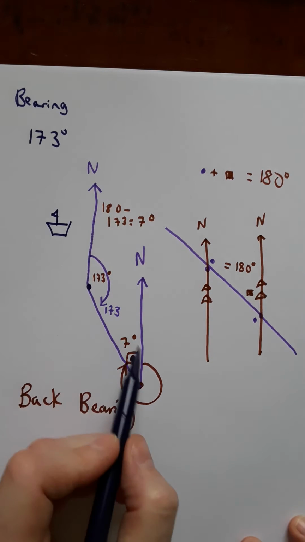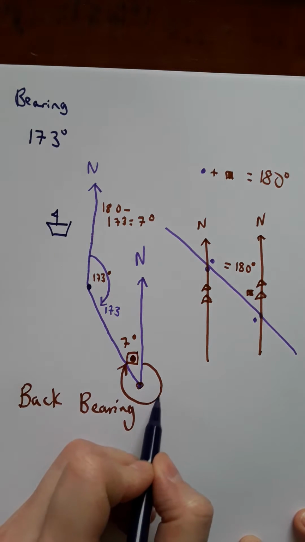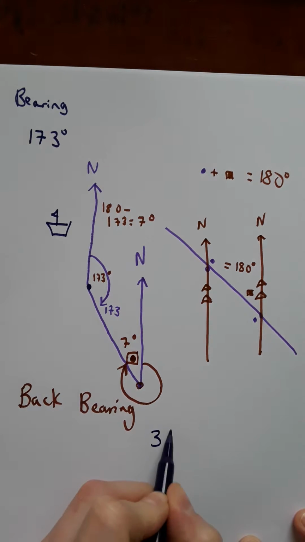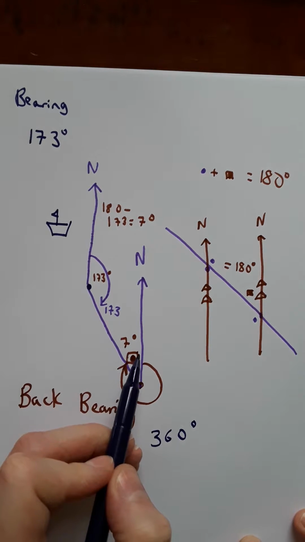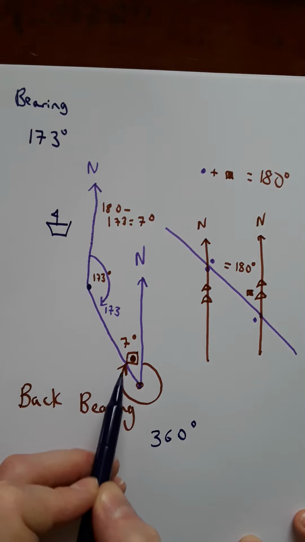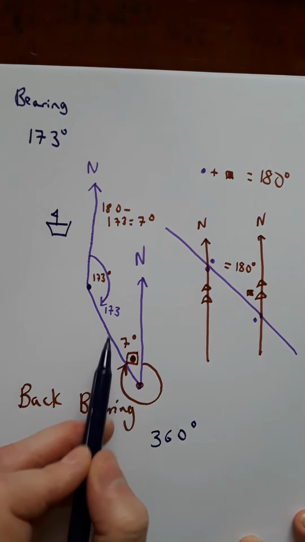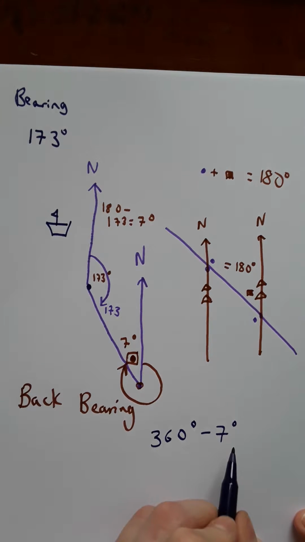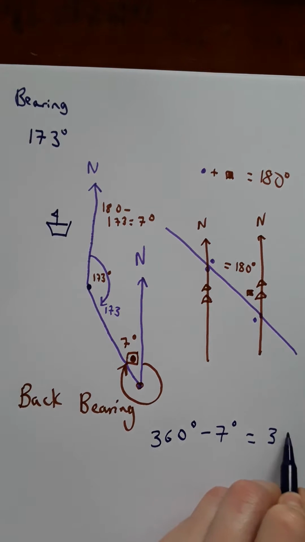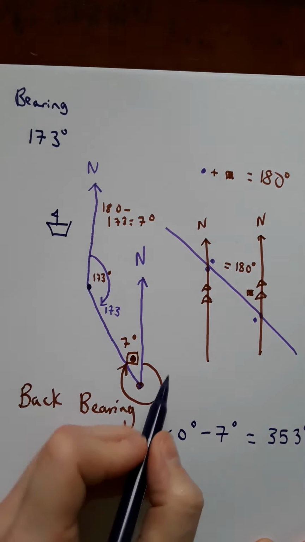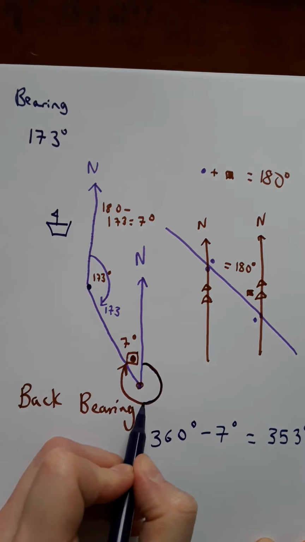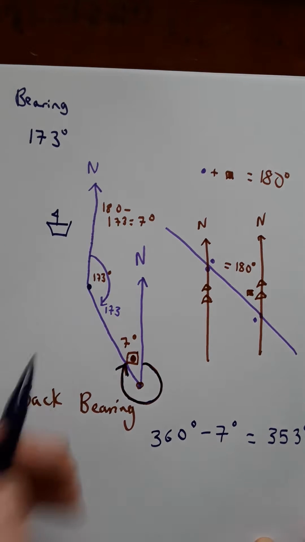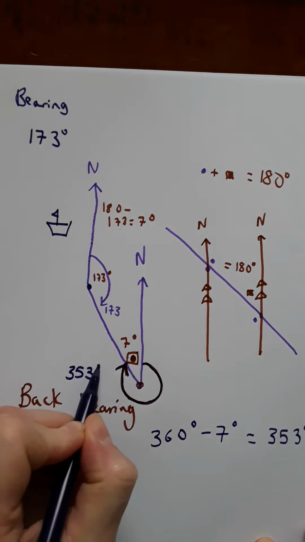So now what I can do is say, if I travelled the entire way round to my north line again, that would have been 360 degrees. But our bearing hasn't travelled the full way round. It's 7 less than 360. So I'm going to do 360 minus 7, and that's going to give me 353 degrees. So I know that this back bearing, the one that I need to return to where I started, is worth 353 degrees.